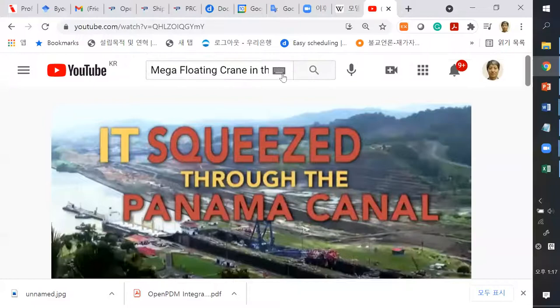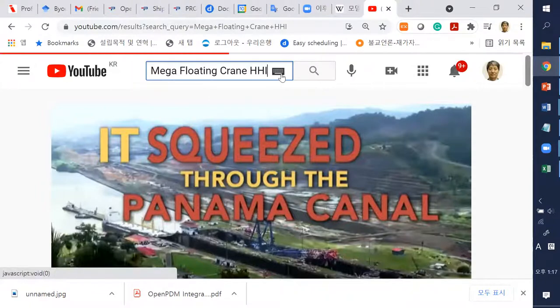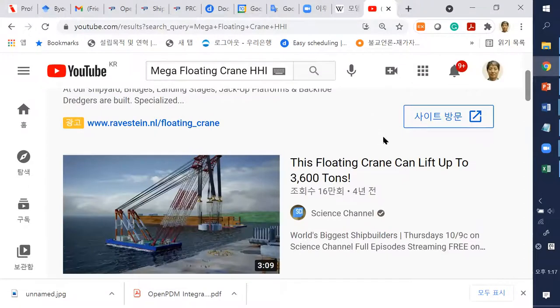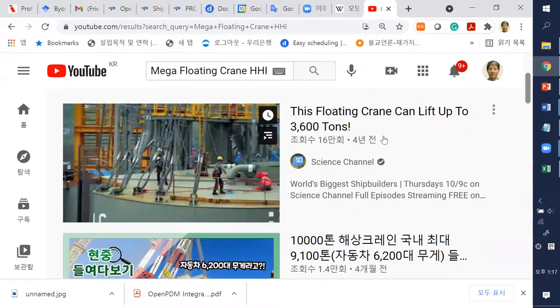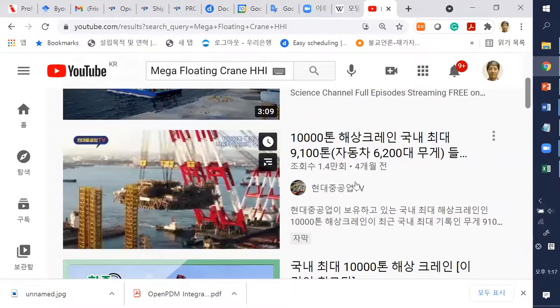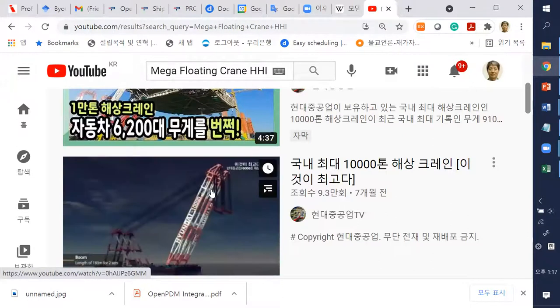Trying to show it to you. Probably mega floating crane, HHI, probably. $3,000, but we need to have a... right, this one can be, but I don't know whether this is in English. Okay. Probably this one, but I don't know whether this is in English, but let's see this.